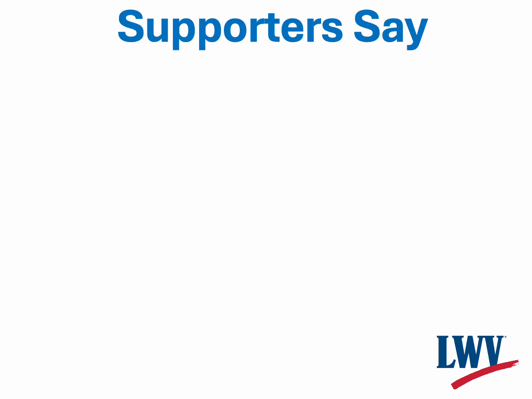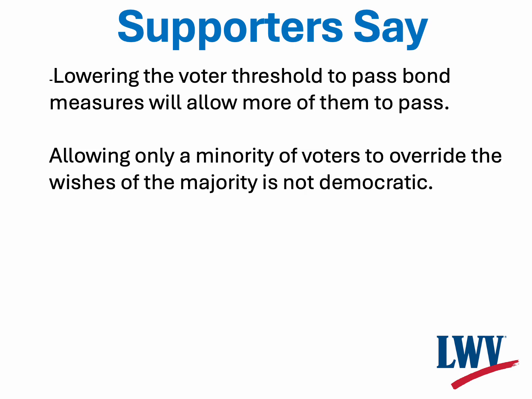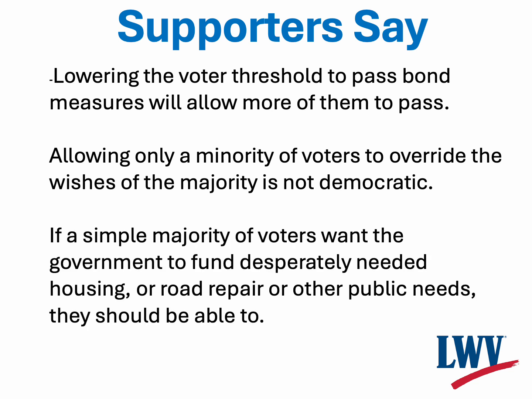Here is what supporters say. Lowering the voter threshold, which means taking 66% and turning it down to 55% to pass bond measures, will allow more of them to pass. Allowing only a minority of voters to override the wishes of the majority is not democratic. Supporters say what that means is when bond measures are failing at 61%, the difference between 61% and 66.6% is that small minority. And supporters say if a simple majority of voters want the government to fund desperately needed housing or road repair or firehouses or anything they need, they should be able to.